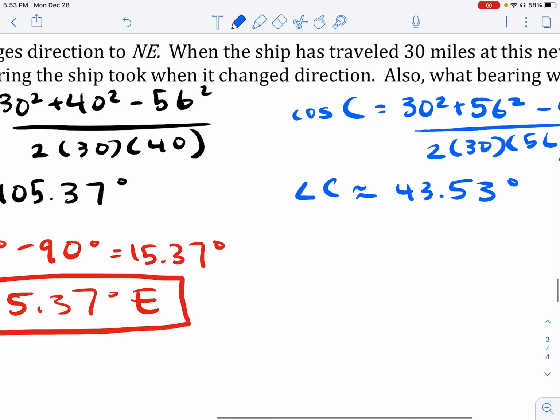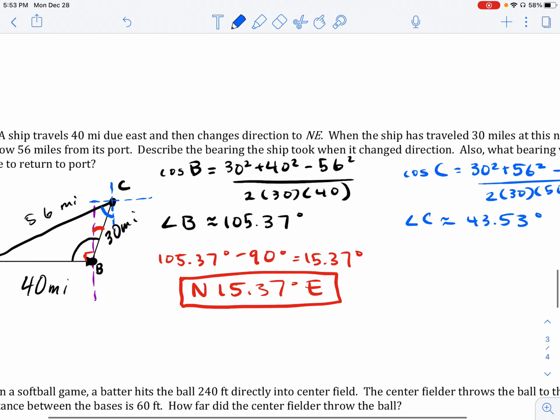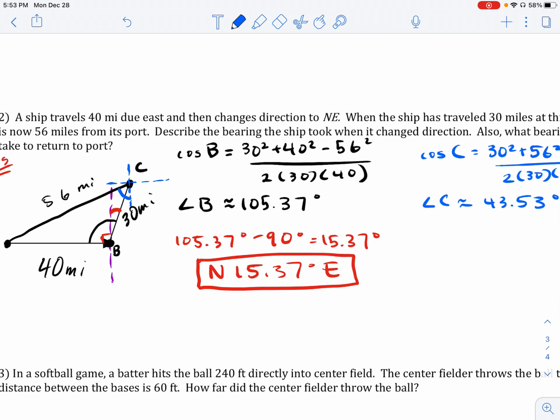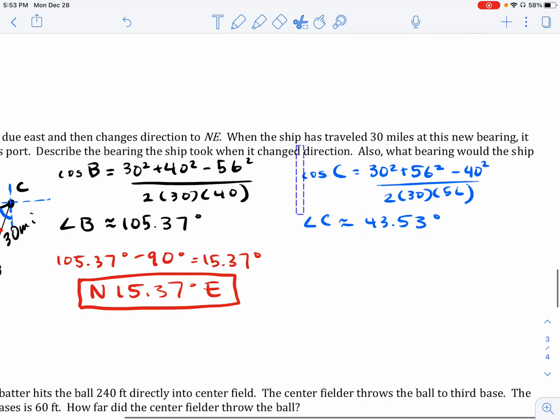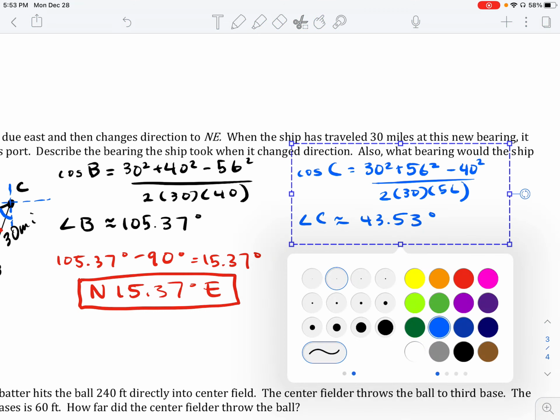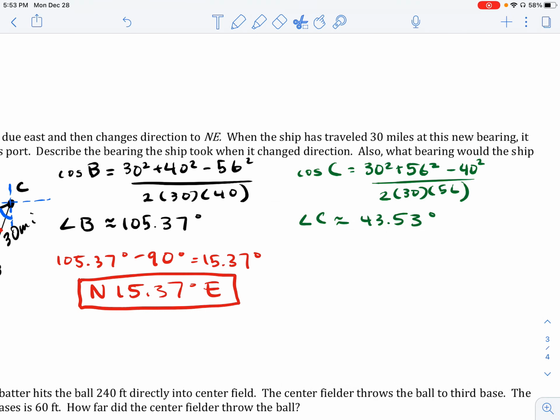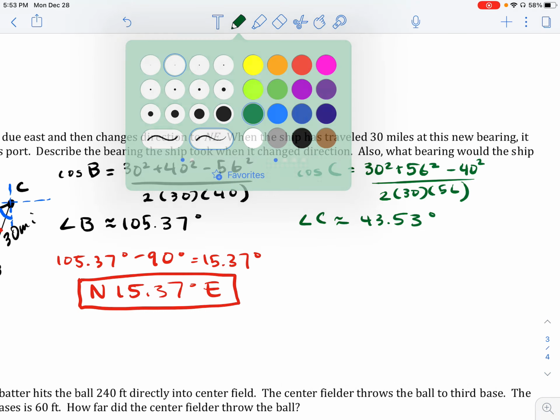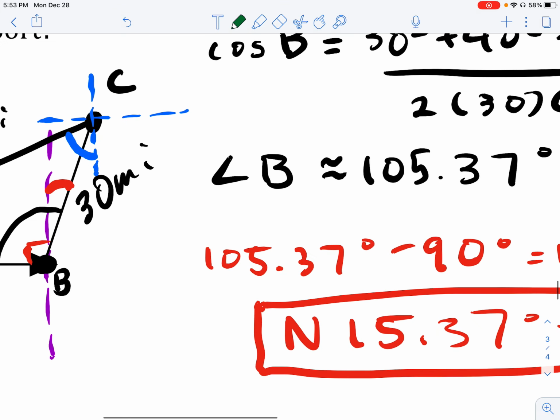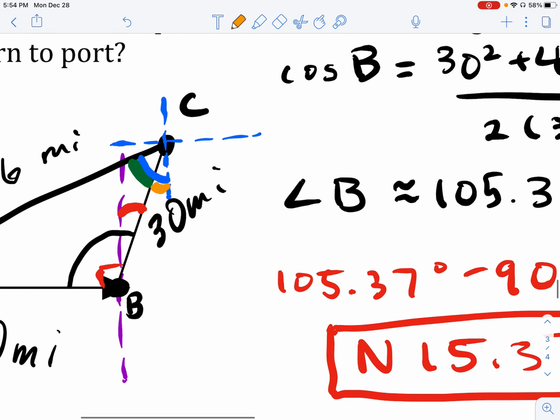Now, going back to my diagram, let me change colors here so we don't get too confused. Let me make this green. We have just figured out this angle here. The angle that I'm highlighting in green is approximately 43.53 degrees. The question then is, how can I figure out this remaining part that I need for my bearing? Take a close look and see if you can figure it out.